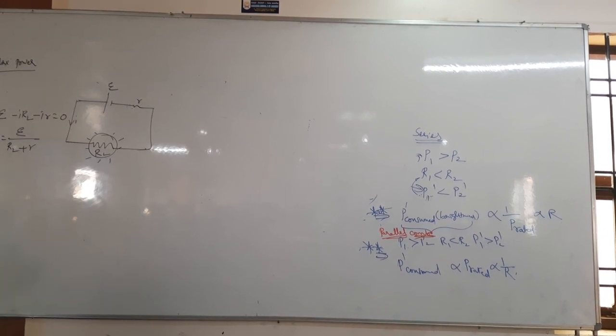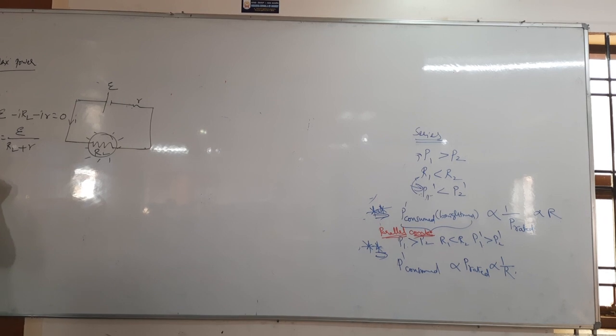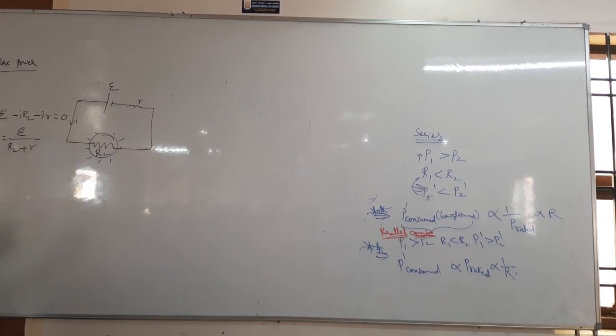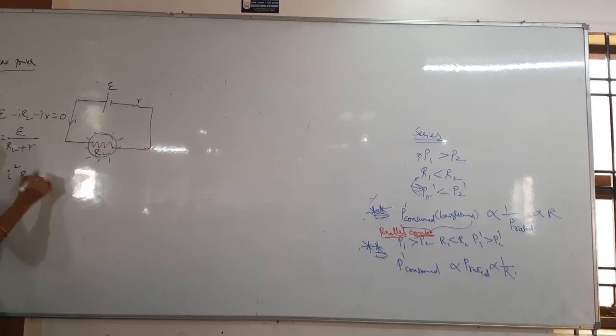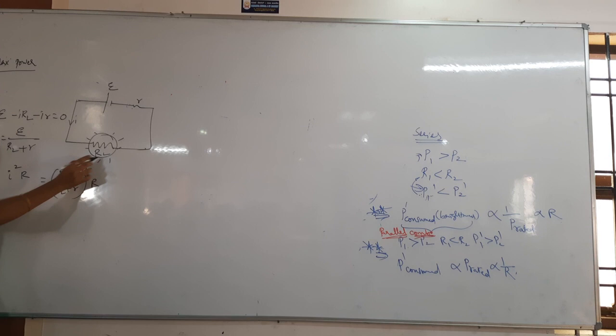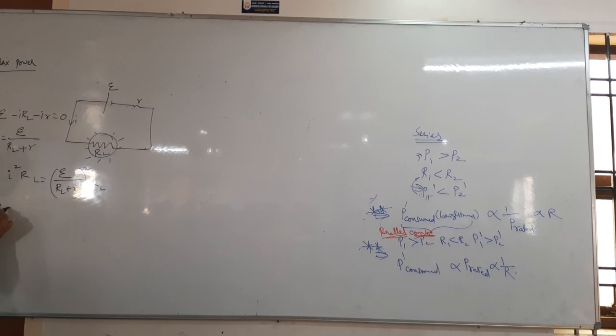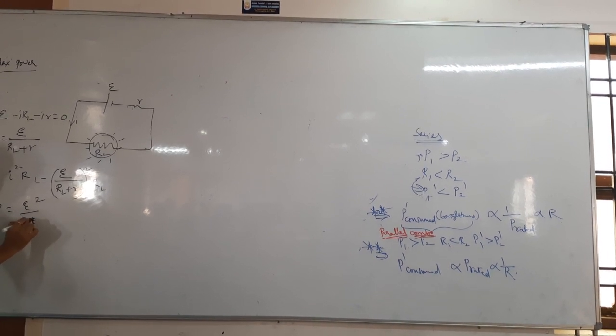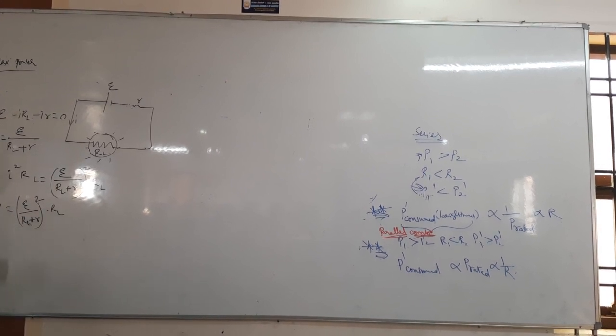That is the current. Now I want to calculate the power. Whenever I have the current and the resistance, what is the formula? P is equal to I square R. So P is equal to I square R. Then I is nothing but E by RL plus r, whole square, into which resistance is there here? Load resistance RL is there. Now P is equal to E by RL plus r whole square into RL. This is the power I got.